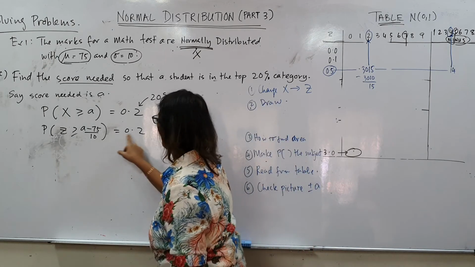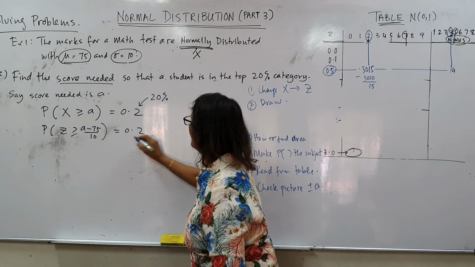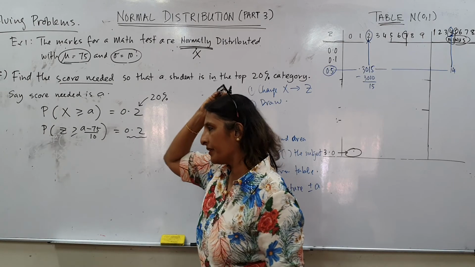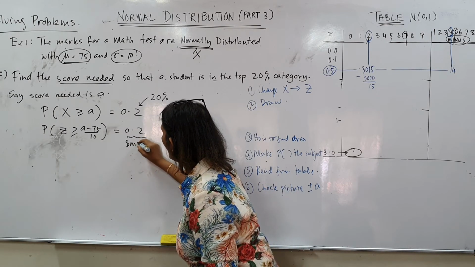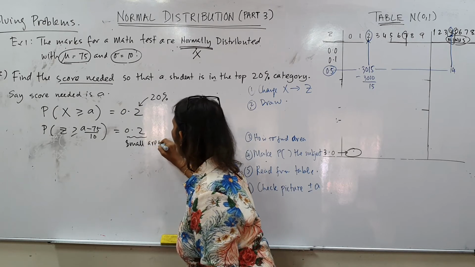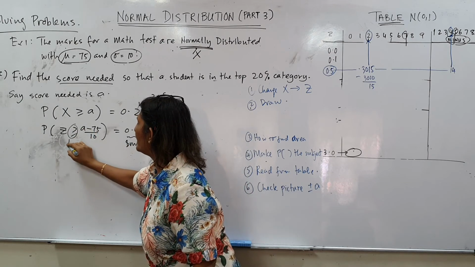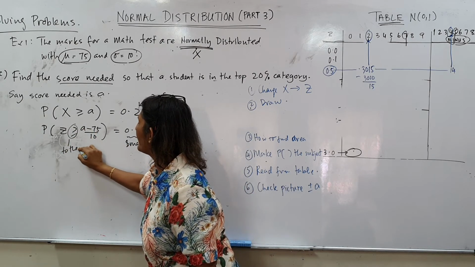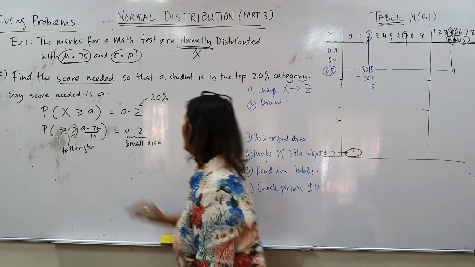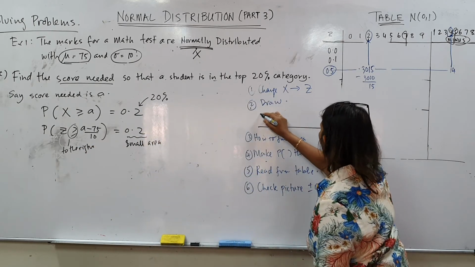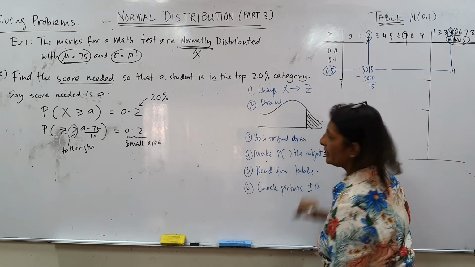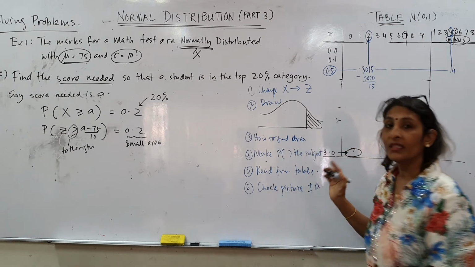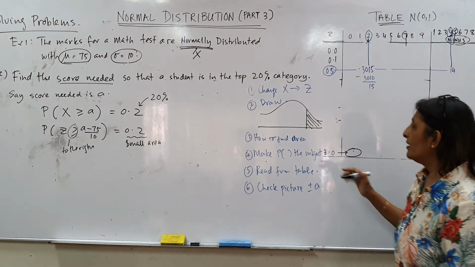Okay, look at this. Is this a big area or small area? This is a small area, and this is to the right. Okay, this is good. So when we draw, small area to the right means like that. Very easy. This is upper tail.